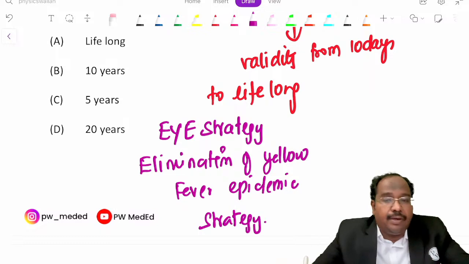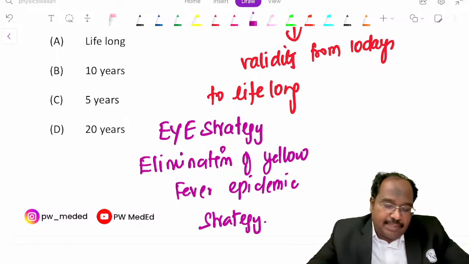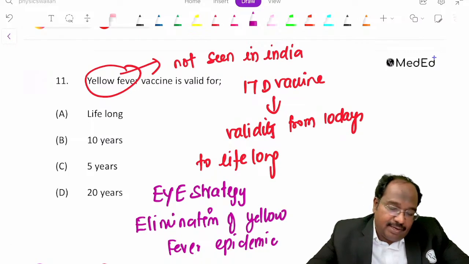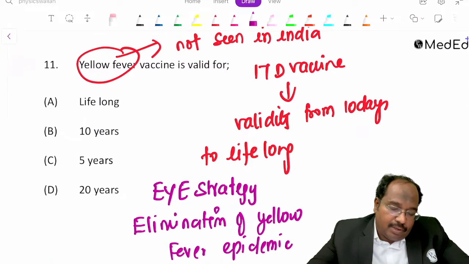Okay, elimination of yellow fever epidemic strategy, guys. Okay, fine. This vaccine is valid for how long? Lifelong. Lifelong it is valid. Fine. Okay, we'll go to the next question, guys.